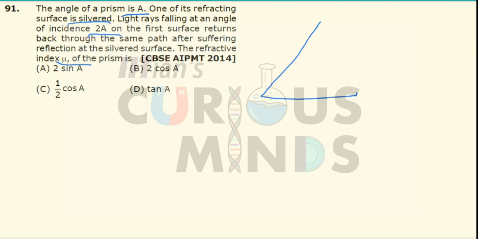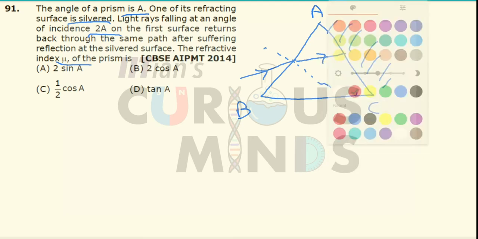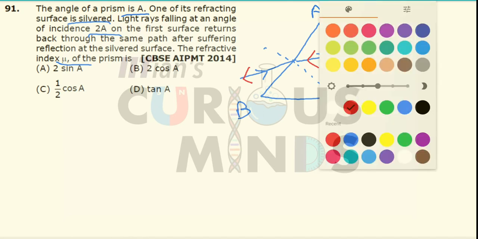If I consider this prism of sides A, B, C, now let us consider AC side is silvered. The light ray is passing through AB, then this is the normal, then it deviates and passes somewhat like this, and from AC it again reflects and retraces its original path.